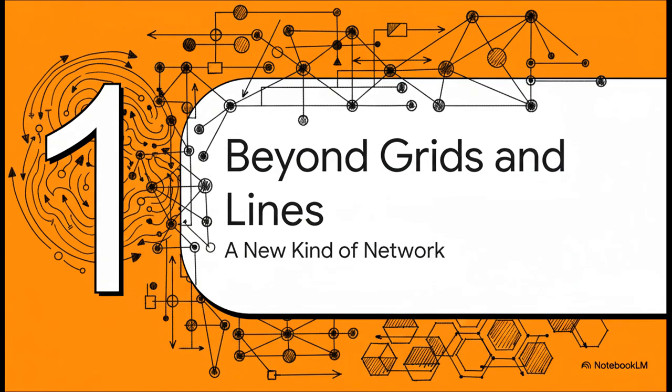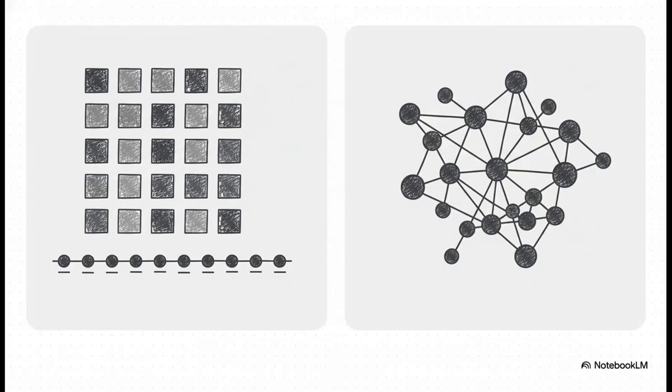To make sense of all that tangled up data, the old tools just won't cut it. We need something brand new, something built specifically for networks. So on one side, you've got your traditional data. It's all lined up in a row, like text, or in a perfect grid, like an image. Super predictable. But then you've got network data, and it's a whole different beast.